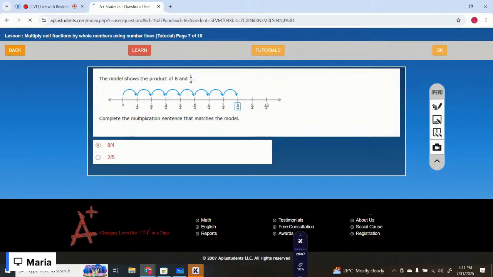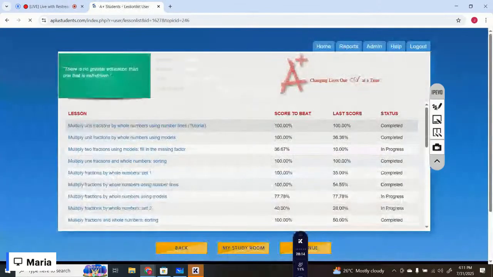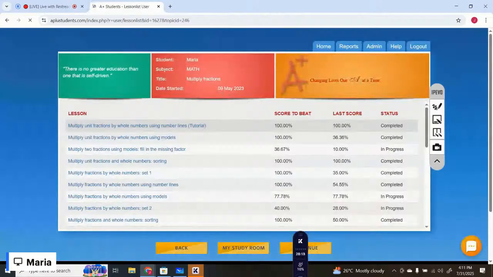Okay, you can complete the lesson by yourself later today. So let me just move on to next lesson. The next lesson is multiply unit fractions by whole number using models.